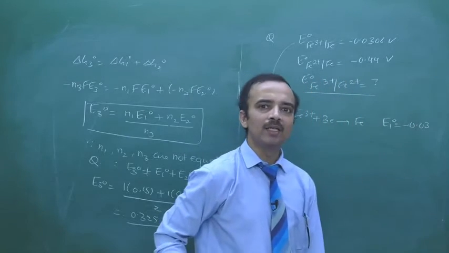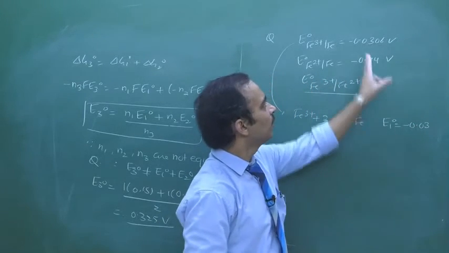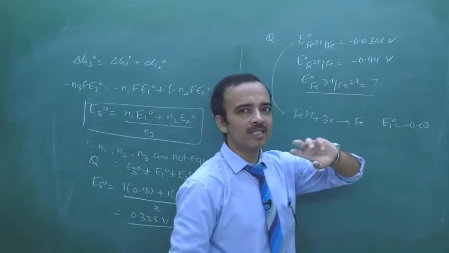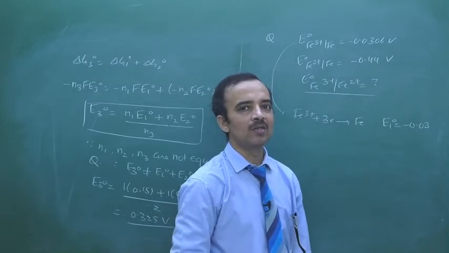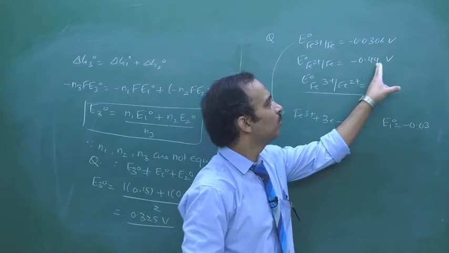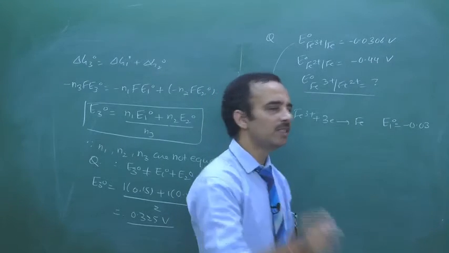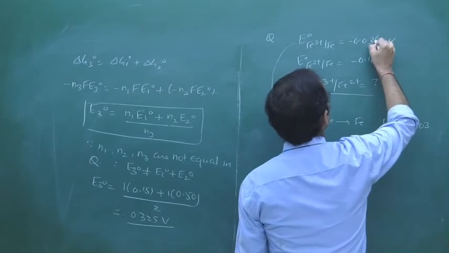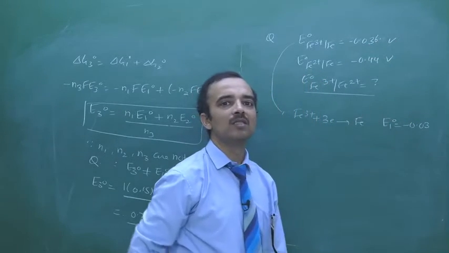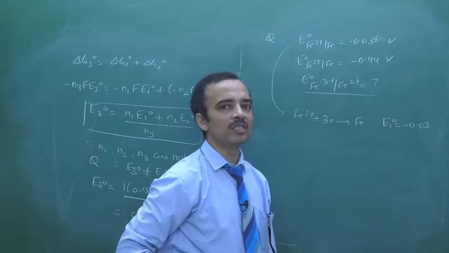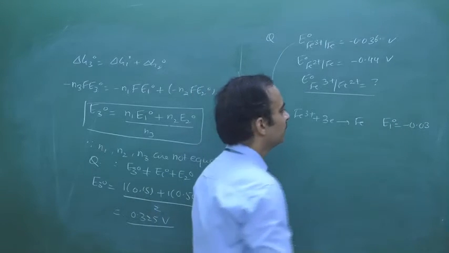Let us do one thing. Instead of 0.0306, let us take 0.036. Why am I saying so? So that the calculation will become a little bit easier. So let me make a change, so as to simplify the calculation, otherwise nothing else.